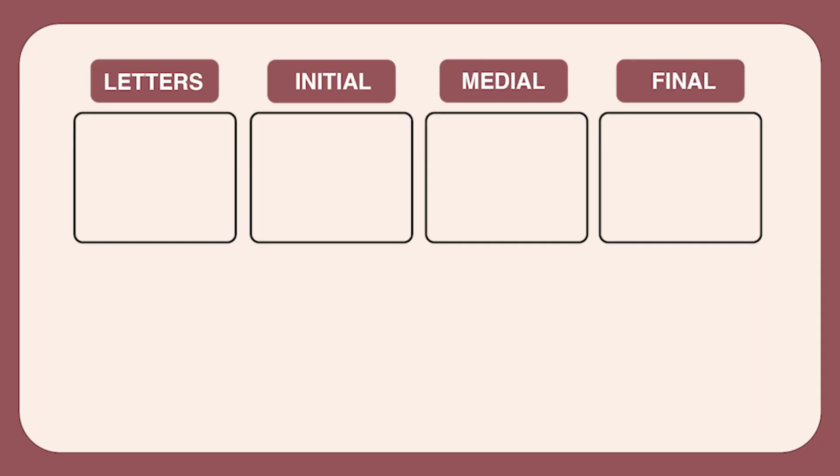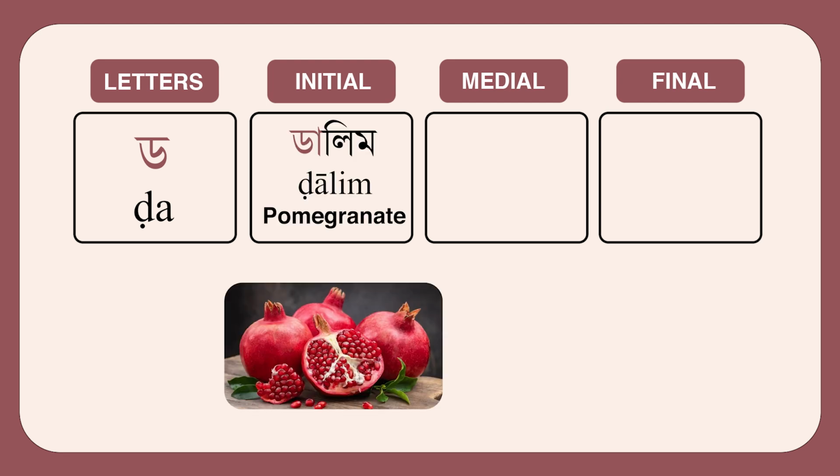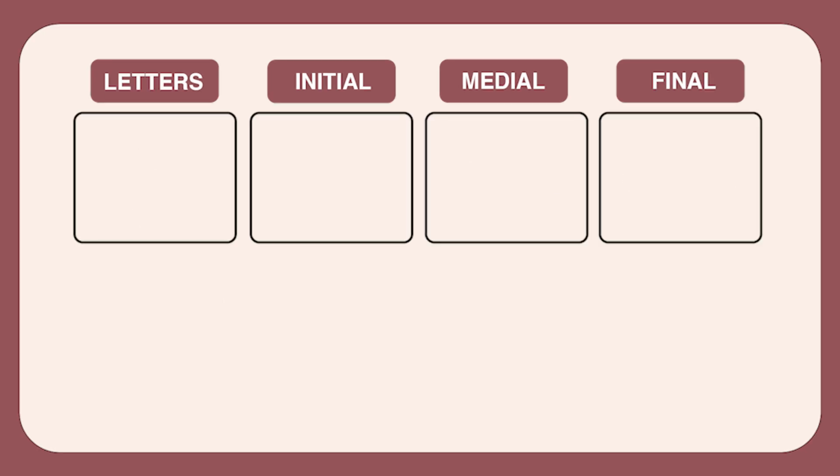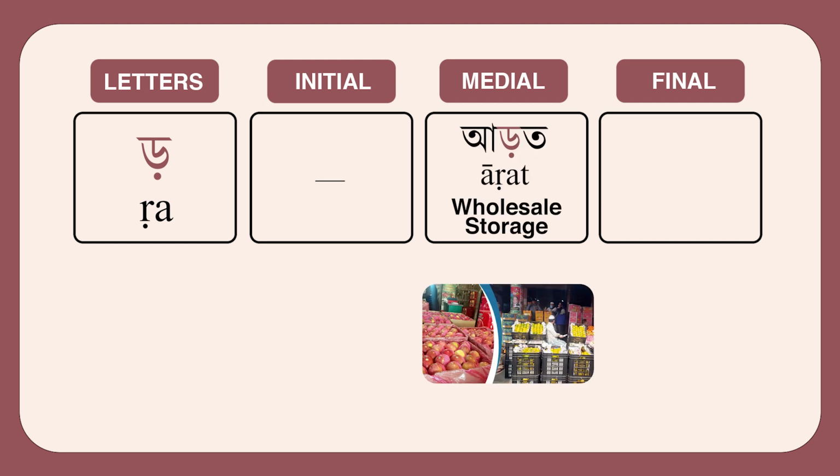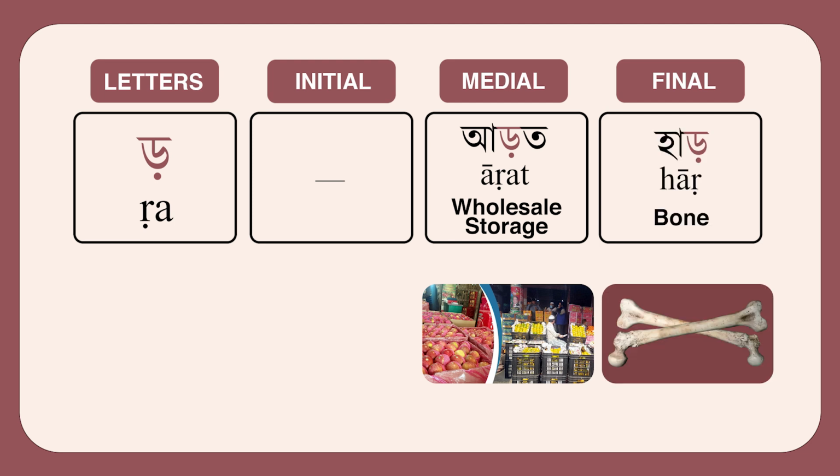Let's look at some examples using some of the letters we have learned. The first letter we have here is Da. In initial position, it can occur in Dalim, which means pomegranate. In medial position, it can occur in Kudak, which means bad omen. In final position, it occurs very rarely in the language. The next letter is Doishunoro. In initial position, it can't occur in its original form. In medial position, it can occur in Arut, which means wholesale storage. In final position, it can occur in Har, which means bone.